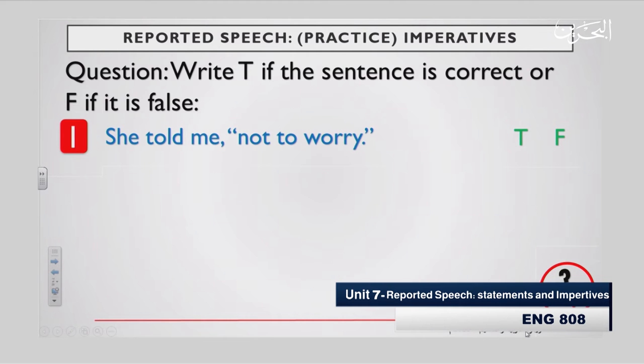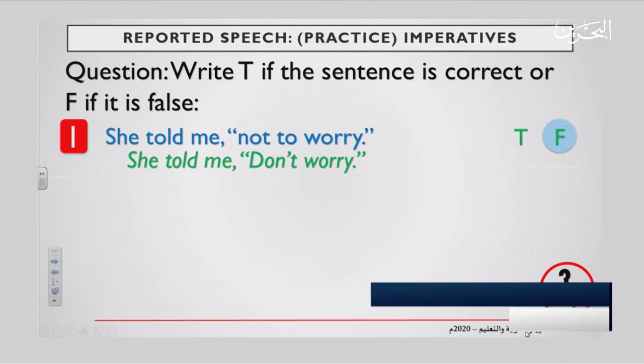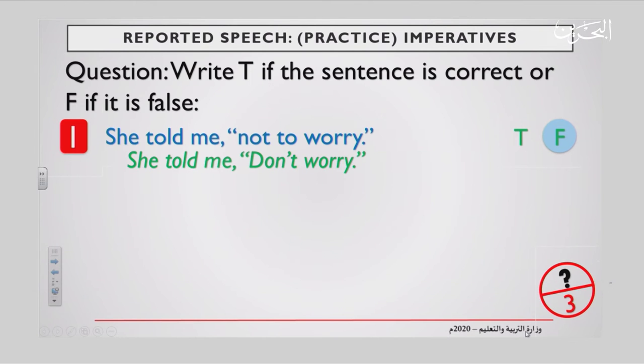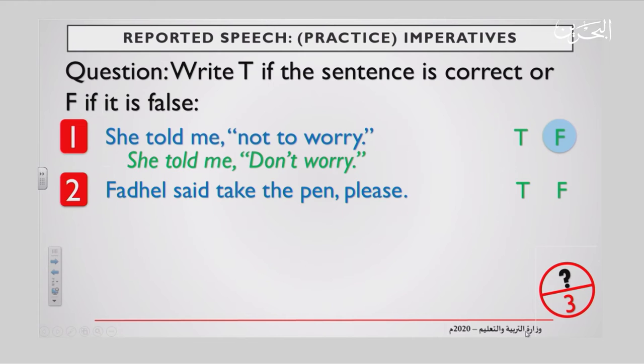Okay, let's check the answer. The answer is false. Why is that? She told me, "don't worry." You do not report like that. You do not say "not to worry" in direct speech. You use that in indirect speech, but not in direct speech. In direct speech, you say the exact words that she said. She told me, "don't worry." Like that.